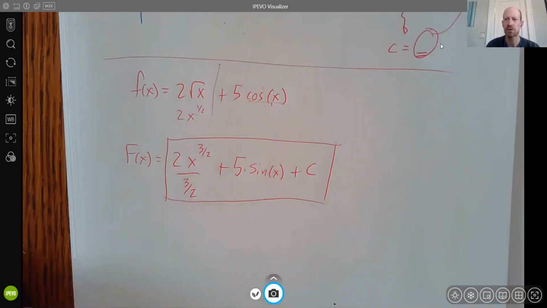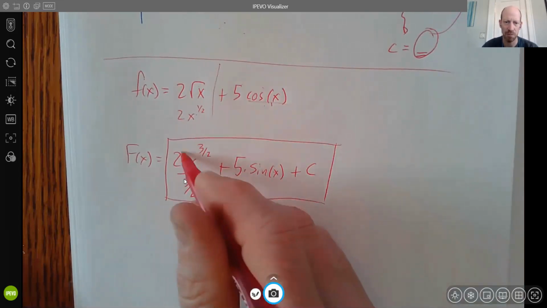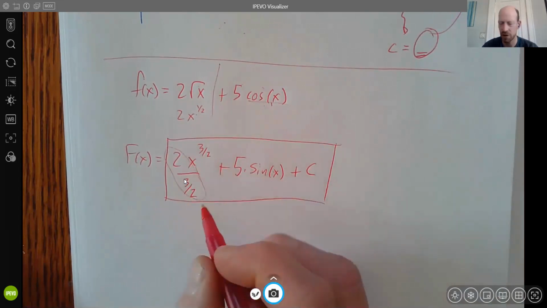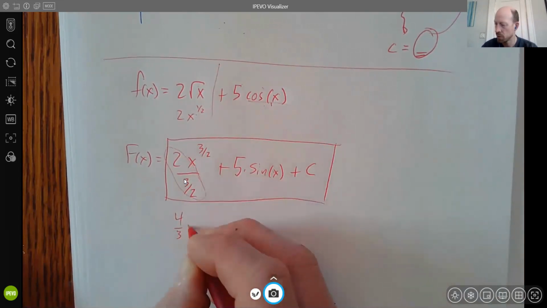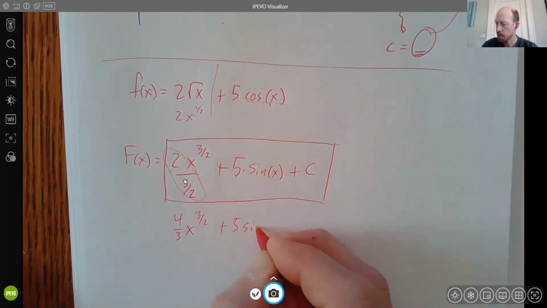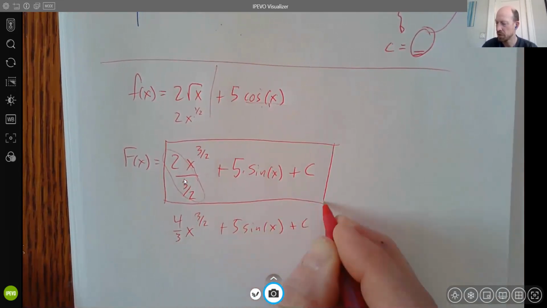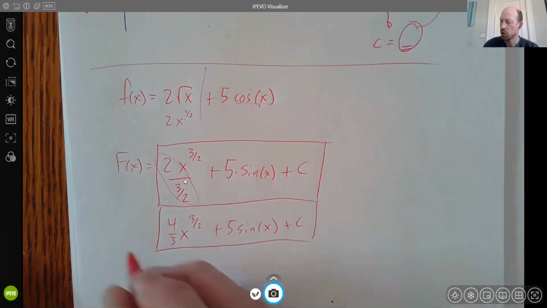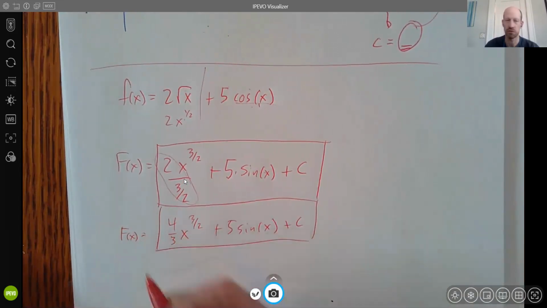Any other questions? So you just leave your answer like that, right? Well, yeah, I guess that would be fine. I think you should probably simplify that, right? That's really 4/3 x to the 3/2. But yes, you're looking for the function, right? What function or what class of functions has a derivative that equals little f?